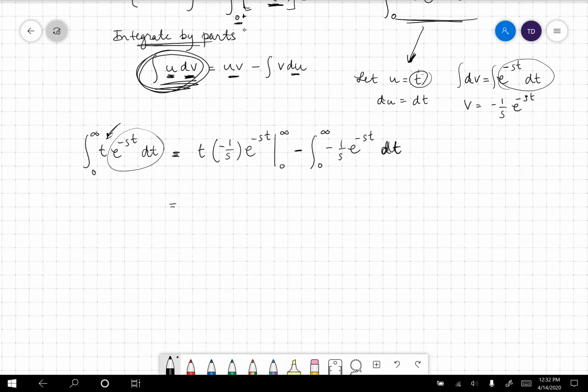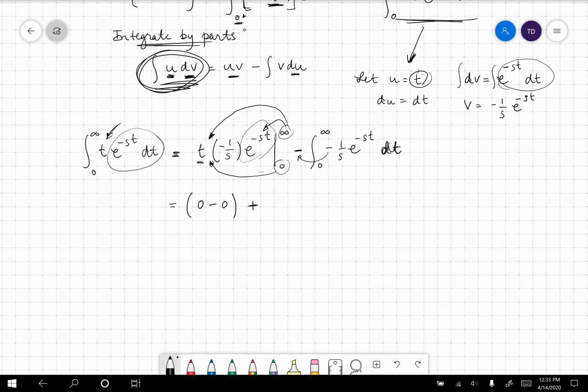This is equal to, for the upper limit, I'm plugging infinity in up here, and at the same time, I'm plugging infinity in over here. Okay, so when I plug in infinity here, I get 0, which dominates this t. So the upper limit is going to give me 0. And then when I plug in the lower limit, I get 0 from here. So 0 minus 0. Now this minus, I'm going to pull it outside with this one. That gives me a plus.